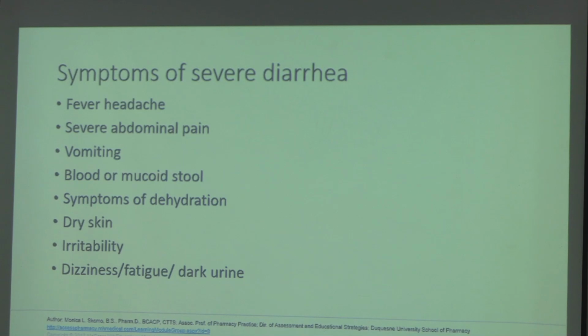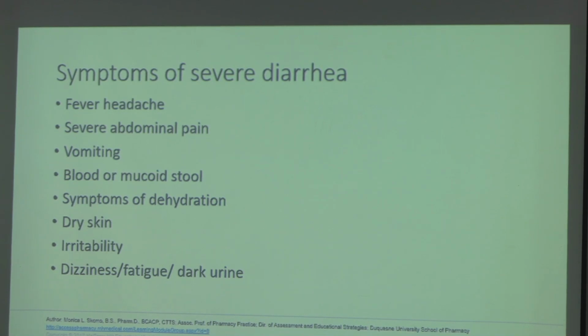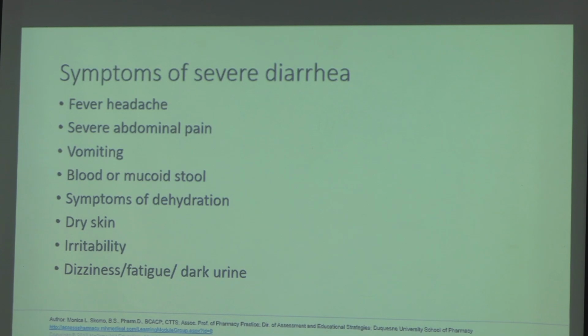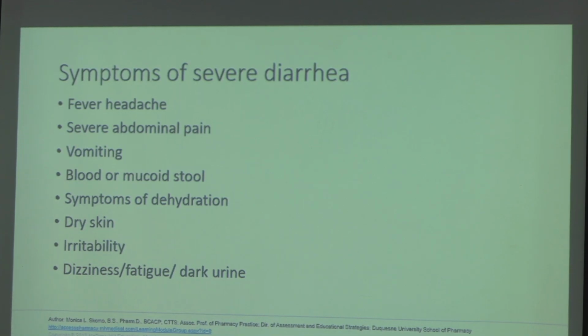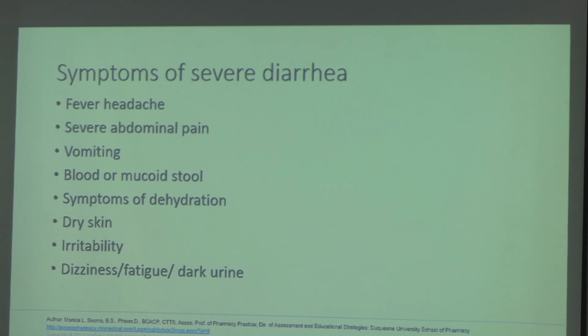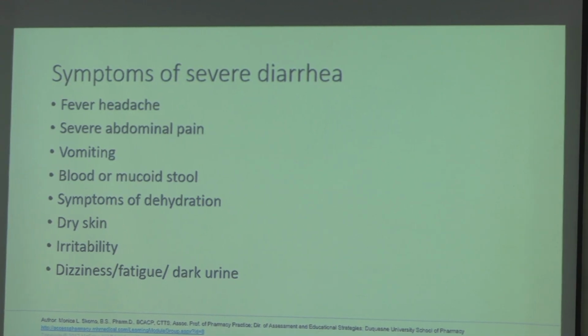Symptoms of acute diarrhea: loose and watery stool, bloating and cramps. You feel that, and an urgent need to poop, means defecate, and nausea. Symptoms of severe diarrhea: fever, headache, severe abdominal pain, vomiting, blood or mucus in stool. Symptoms of dehydration: dry skin, irritability. Mentally, you will be very much irritable at that time, dizziness, fatigue, and dark urine, means concentrated urine. Water is lost, no? So there is not sufficient water to excrete.